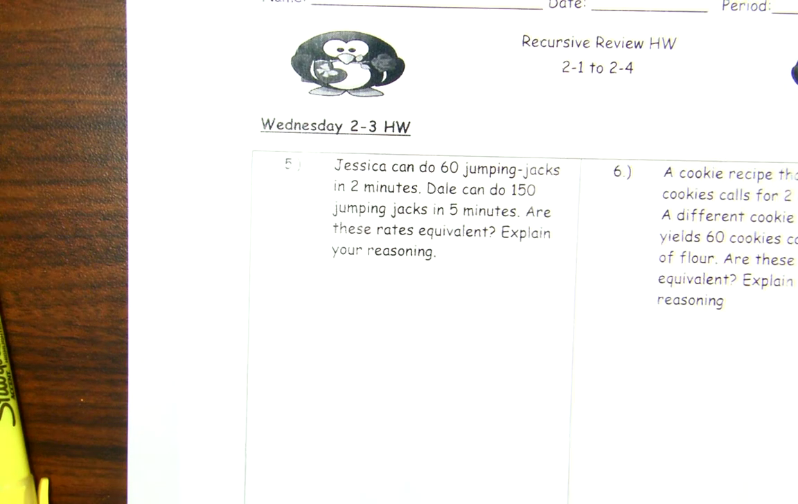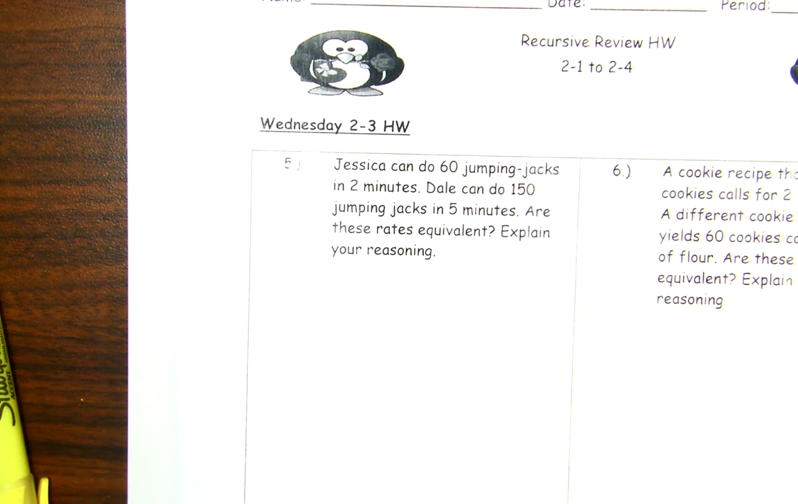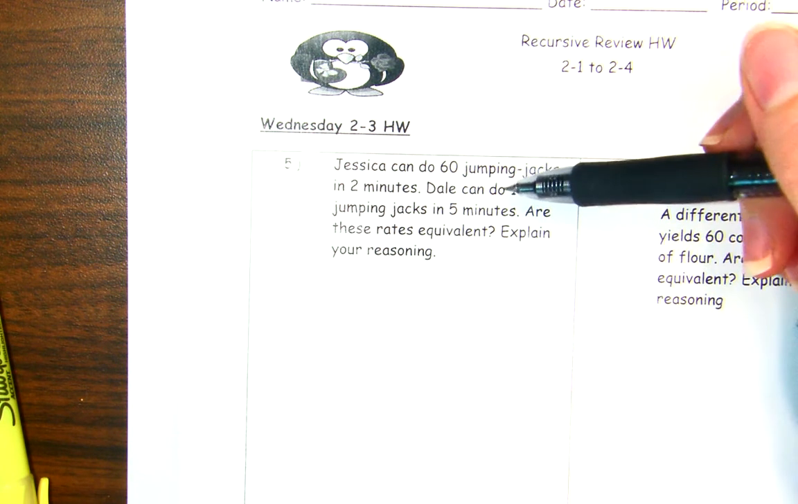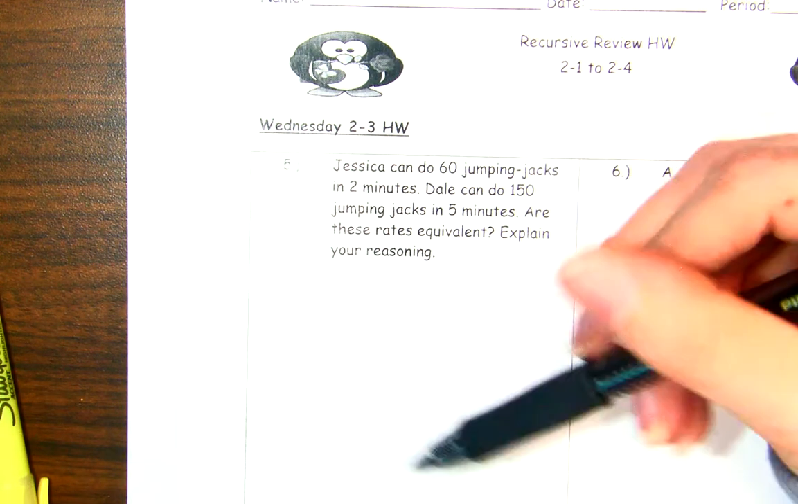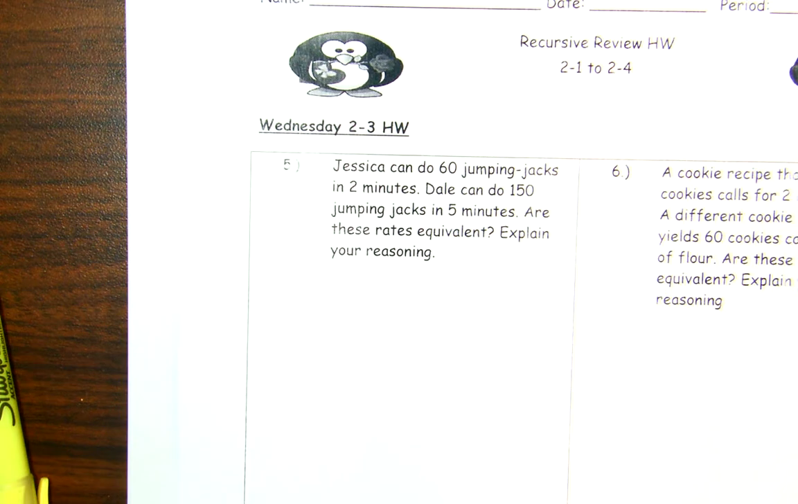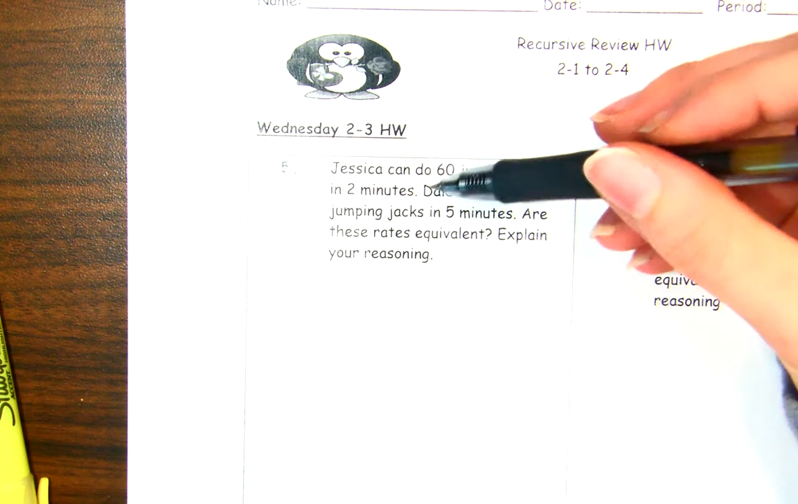All right, we're now on Wednesday's homework. Remember the process. You're checking number 5 to see if you did it correctly. And if you're struggling, you're copying down the process and then you're doing number 6 on your own. All right, so let's look at number 5.